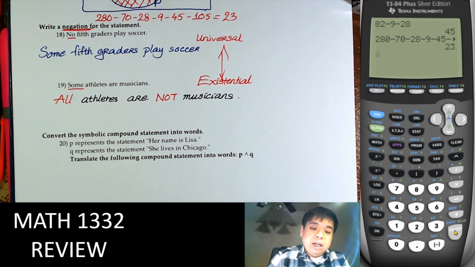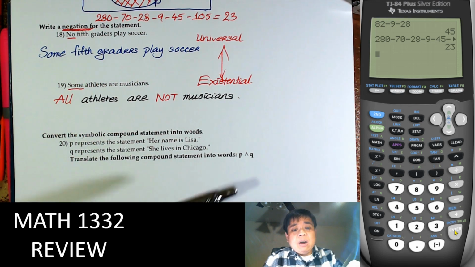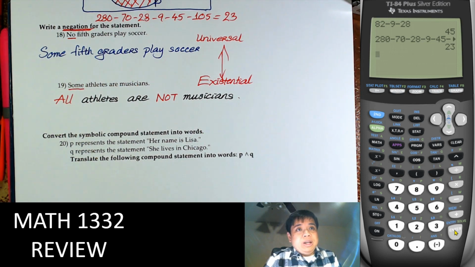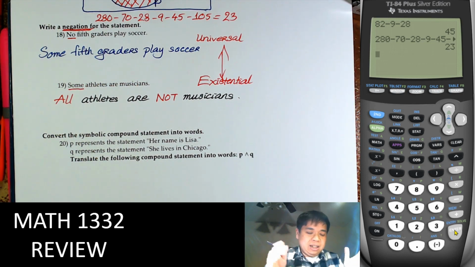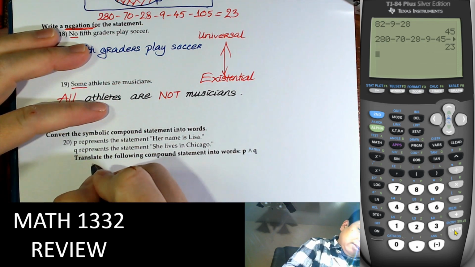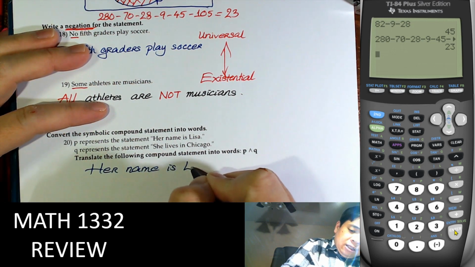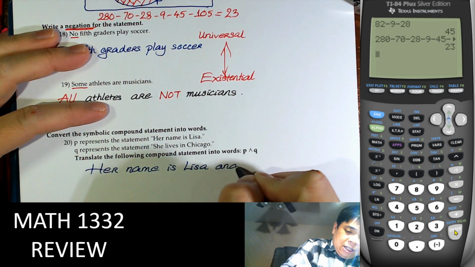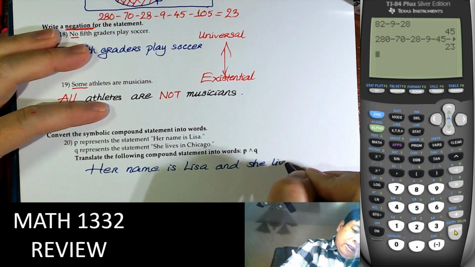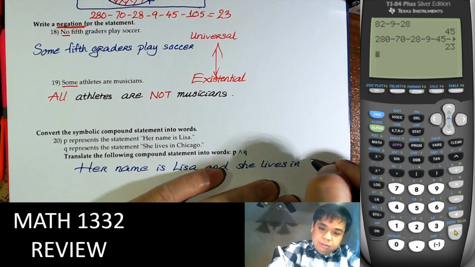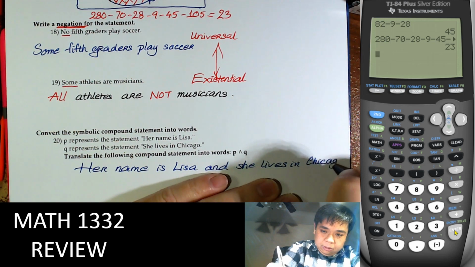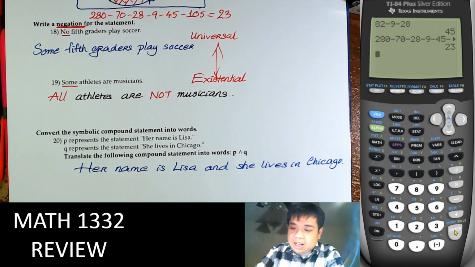Convert the symbolic statement into words. So P represents her name is Lisa, and Q represents the statement she lives in Chicago. Now, this is the upside down V. It's going to be the conjunction, but most important, it means and. So it's going to be and. So we say her name is Lisa, and she lives in Chicago. Right, so just like that.